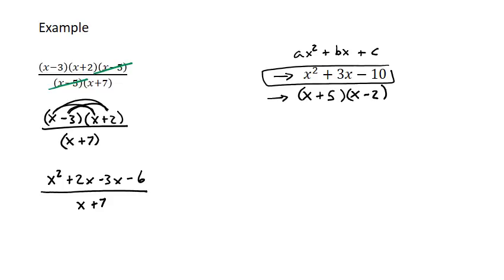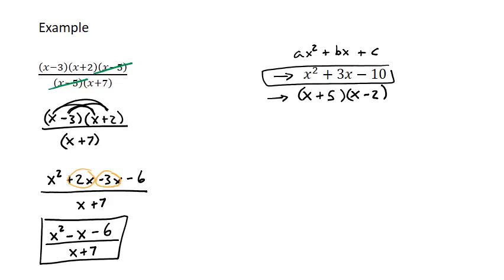Now in that numerator, I believe there's still some simplification that can be done. We can combine like terms. I see that these two middle terms, 2x and negative 3x, are like terms. They both have an x in them. Unlike this, that's x squared, so that's not a like term. So 2x and negative 3x makes the numerator look like x squared, 2 minus 3 is negative 1, so negative x minus 6 all over x plus 7. And here is your simplified rational expression in standard form.